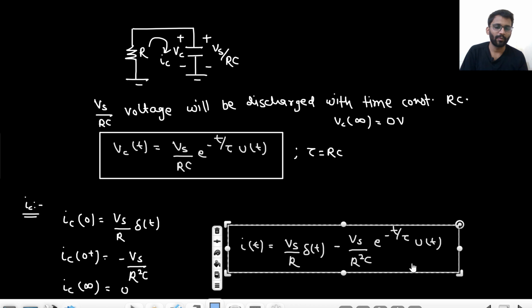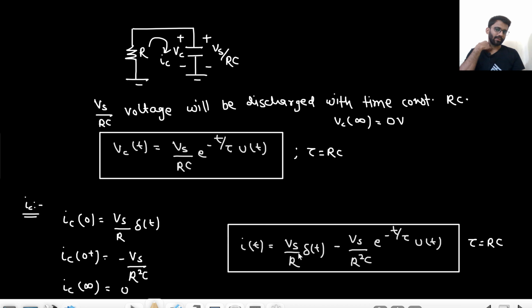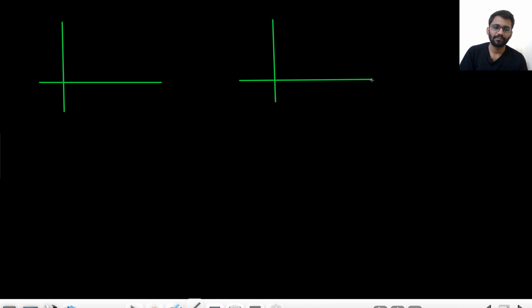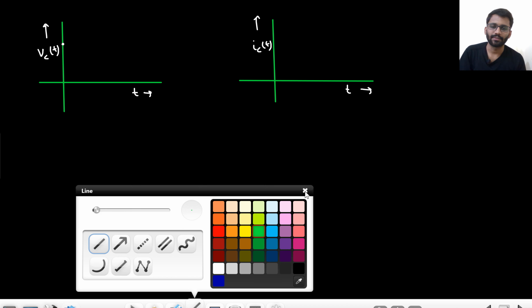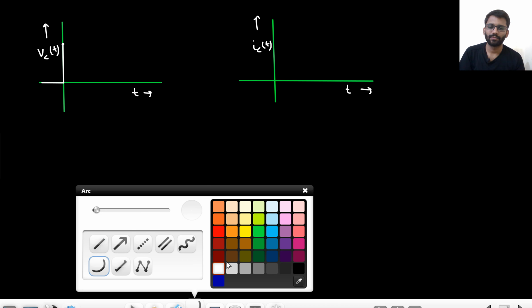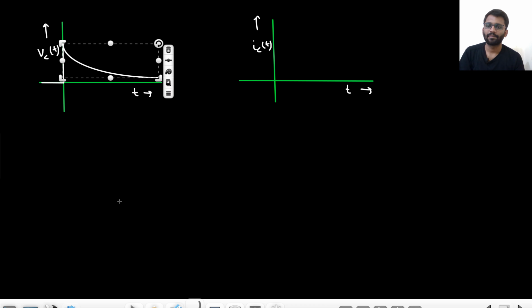I will tell you one more method, but in the interview this method should be used. Other methods I will tell you. No problem. So for Vc(t) and Ic(t) we will draw the waveforms. In case of Vc(t), it is 0 initially, then suddenly it rises to Vs by Rc and then decays down to 0, right?